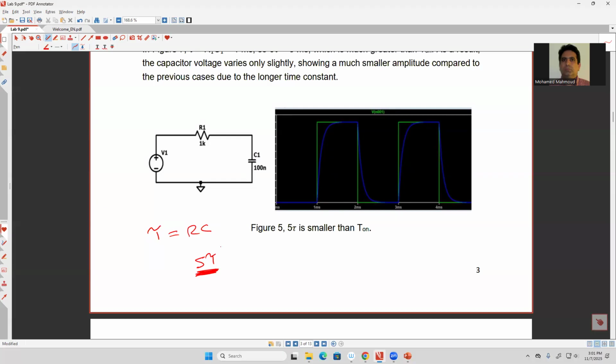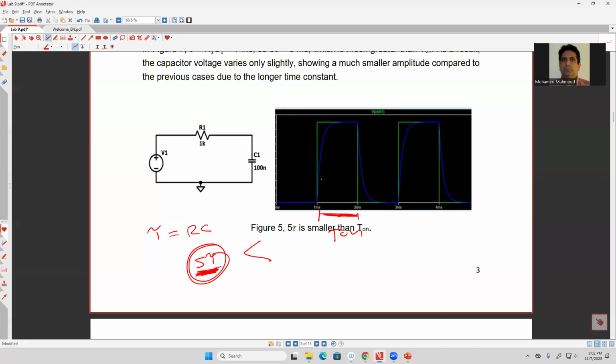So now, if 5 tau is enough time, I want to compare this time, which I'm going to call T on, with 5 tau. I'm going to show you three cases in this figure. The first case is when 5 tau is smaller than T on, as you see here.